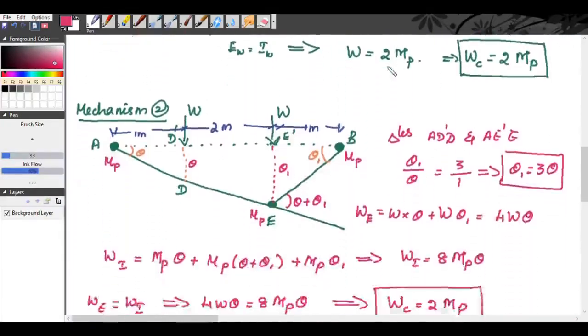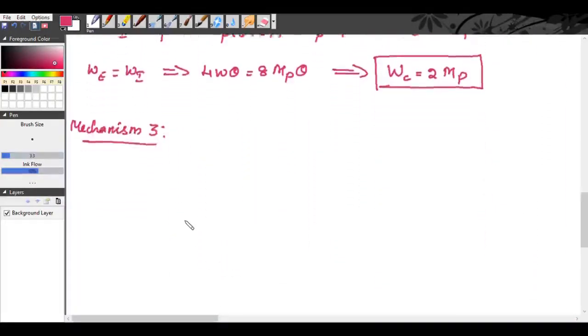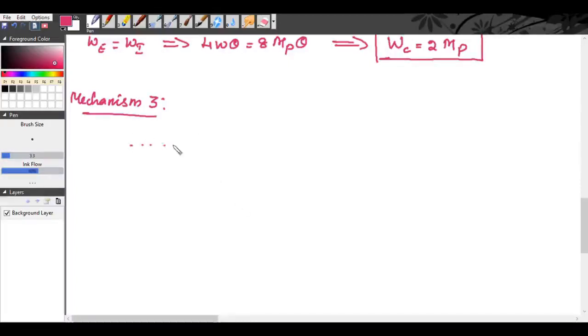Now we will draw the mechanism. So our mechanism 3 is in the span BC. You have a mechanical hinge at C. You have a plastic hinge at B. Plastic hinge is represented like this. Mechanical hinge is represented by a hollow circle. Okay. And at B, plastic hinge means solid circle. It is symbolized like that. And at F, at this point, at a distance of 1 meter from C, you have a load of 2W. And this distance is 2 meter.